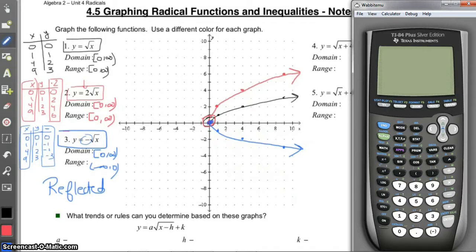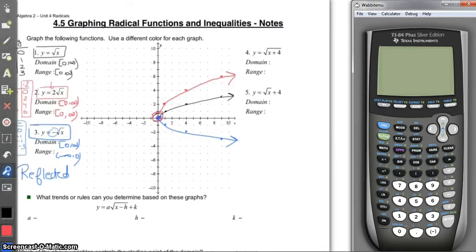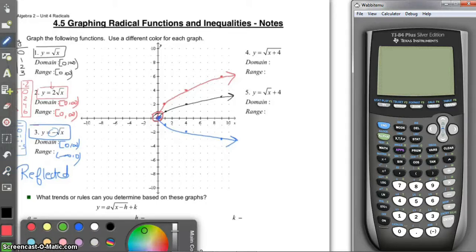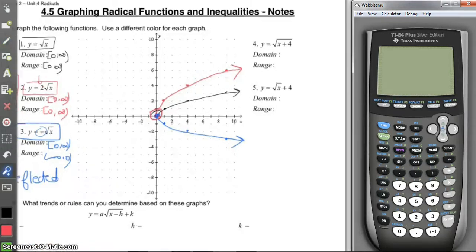Now let's move on to the next one. If you'd like, you can pause the video and try 4 and 5 on your own, if you remember how to do it, and then play the video to check your answer. So I'm going to use a different color now. Let me use the green. So make some space.